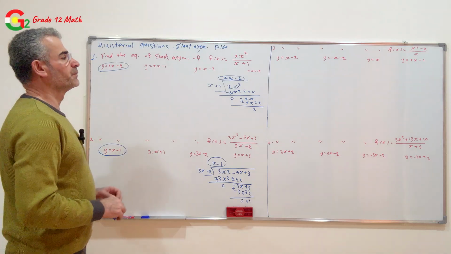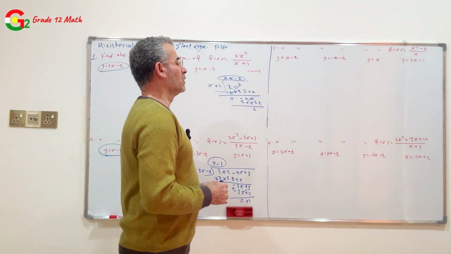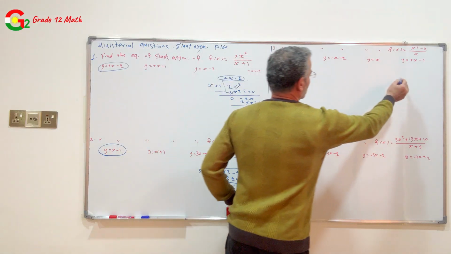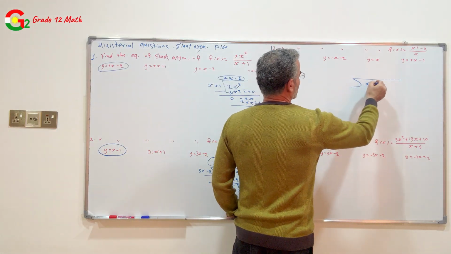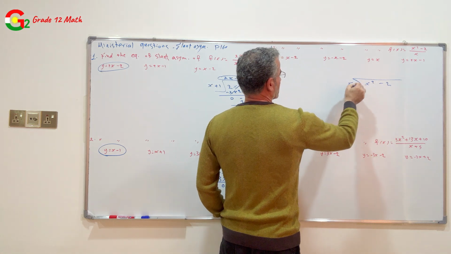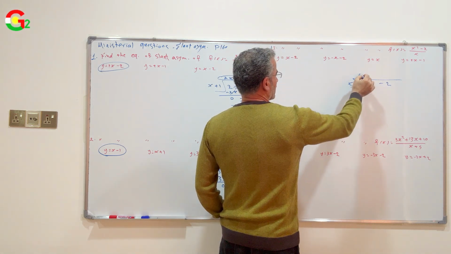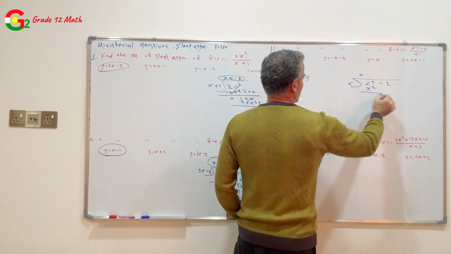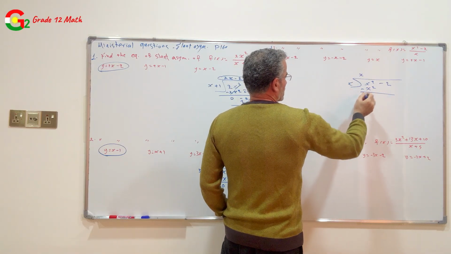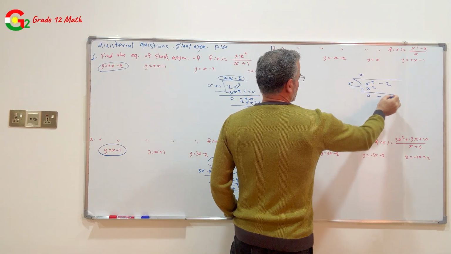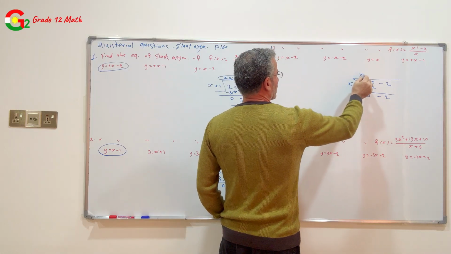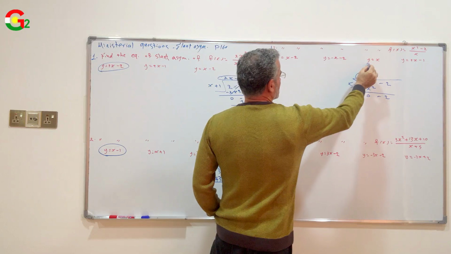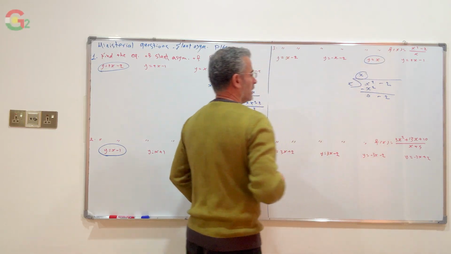Choice A. Question number 3. Also find the equation of the slant asymptote of this function. Divide x power 2 minus 2 over x. x power 2 divided by x is x. Now x times x is x power 2. Change the sign, 0, minus 2, the remainder, then the slant asymptote is y equal x.